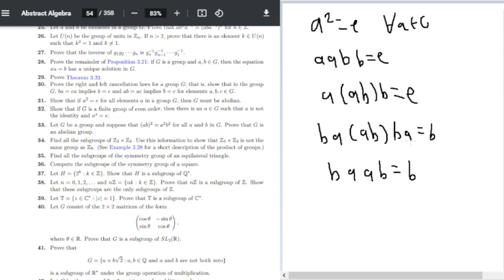BA equals BA. Wait, let's think. Okay, so A squared is equal to E. AB is equal to E. Then you multiply on the left by B and on the right by A to get BAB... BA is equal to BA. Which gives us by cancellation that AB is equal to E.